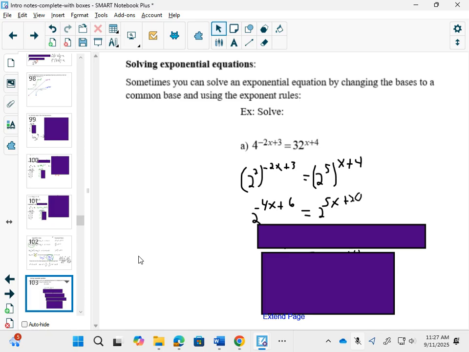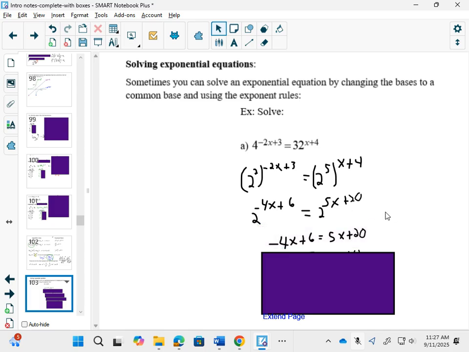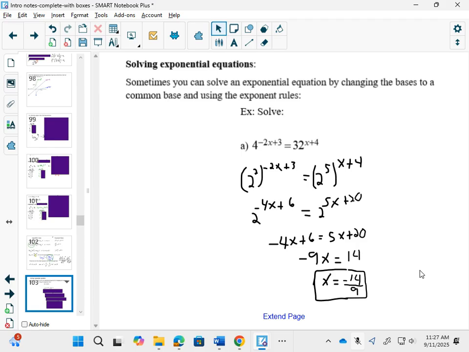If you can get the bases the same, then you can use your exponent rules to simplify. So here the exponent to an exponent means I would multiply and distribute. And then since the bases are the same, does it make sense that whatever's in the exponent part would also have to be the same? So the -4 plus 6 would have to equal the 5x plus 20. And then solving for x from here is just basic combining like terms and getting x by itself.